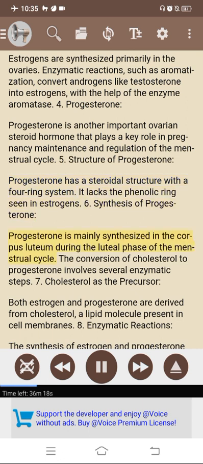6. Synthesis of progesterone. Progesterone is mainly synthesized in the corpus luteum during the luteal phase of the menstrual cycle. The conversion of cholesterol to progesterone involves several enzymatic steps. 7. Cholesterol is the precursor. Both estrogen and progesterone are derived from cholesterol, a lipid molecule present in cell membranes.